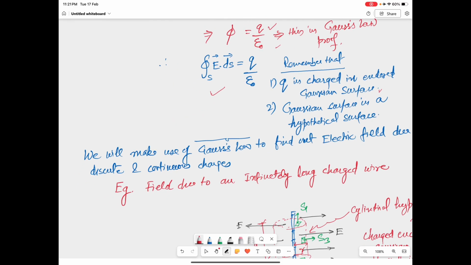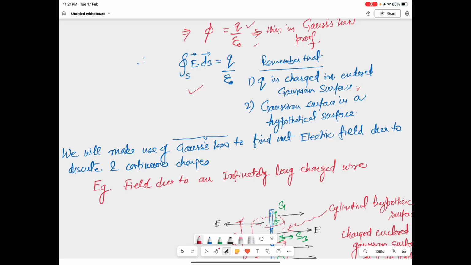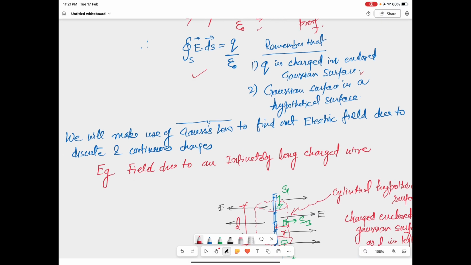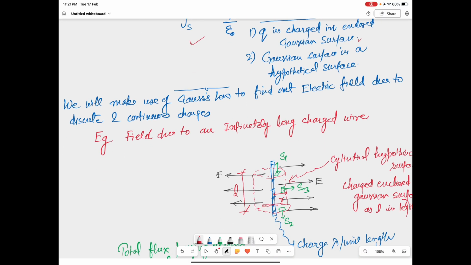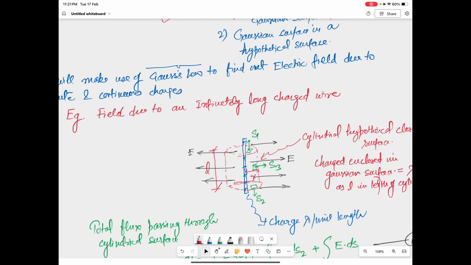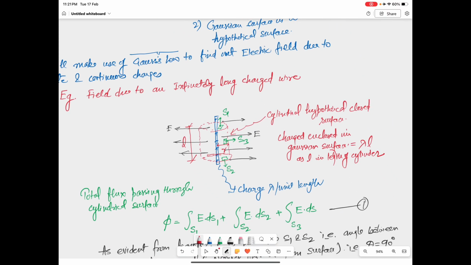Now we will make use of Gauss's law to find the electric field due to some discrete and continuous charges. We will cover the field due to an infinitely long charged wire. You can see here a charged wire with charge density lambda per unit length. I have made a cylindrical Gaussian surface, which I have broken into three surfaces: S1 is one end, S2 is the other end, and S3 is the curved surface.